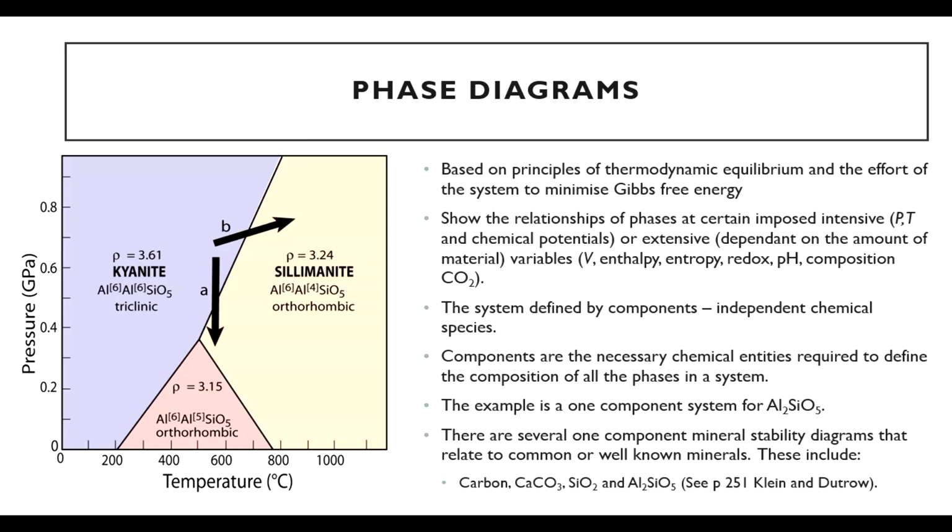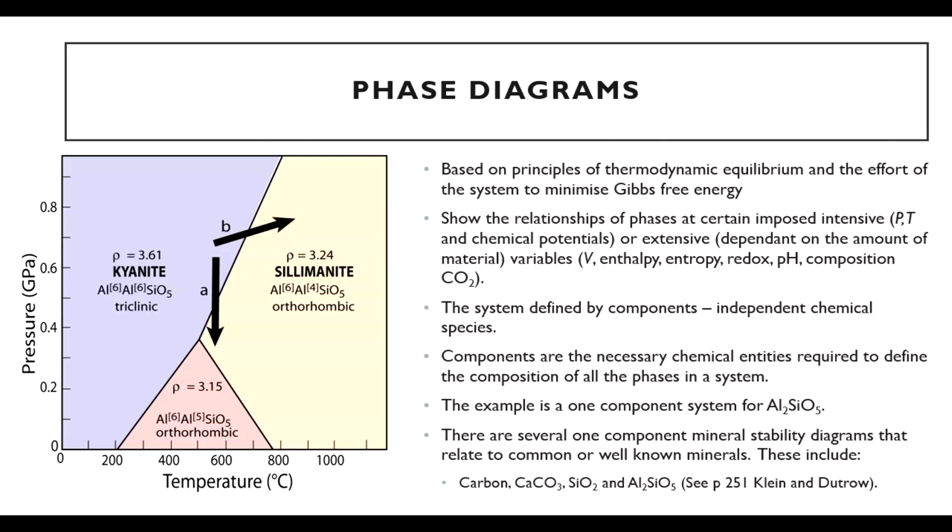Okay, but you can show other things, and you can look at imposed pressure and temperature is the most common one, but you could also look at changes in chemical content or composition, as well as what we call extensive variables, so things that are dependent on the amount of material, volume, enthalpy, entropy, redox, pH, CO2, etc. Okay, so they're quite powerful, and typically they have to be defined by a set of components, which can be a group of elements or potentially like a mineral. In this case, we're looking at aluminium and silica to assess just the aluminosilicates.